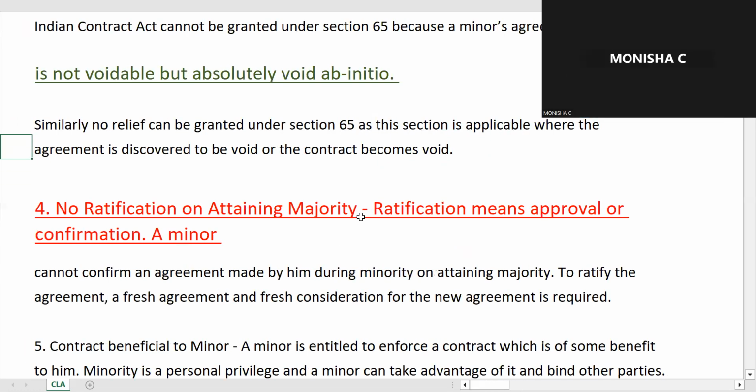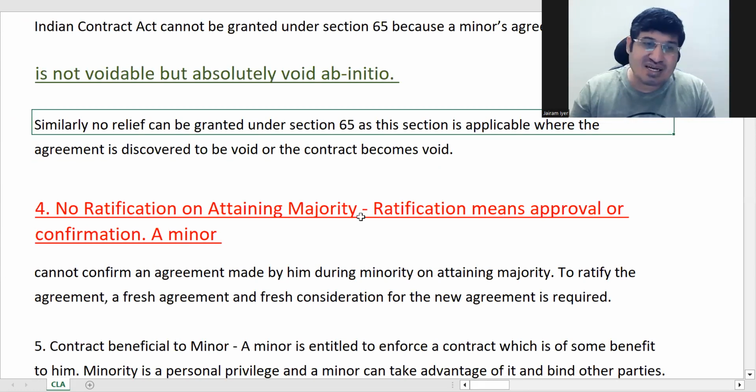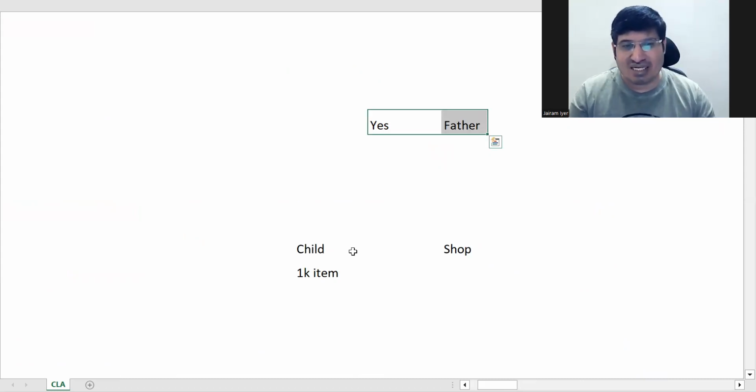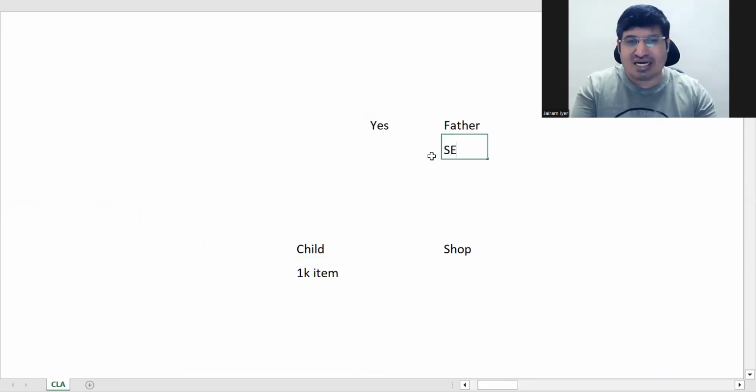So it's called ratification. That's not restitution, that is ratification. You are ratifying this thing. Basically, whatever the child is saying, you are ratifying. In other words, we can say you are seconding it.